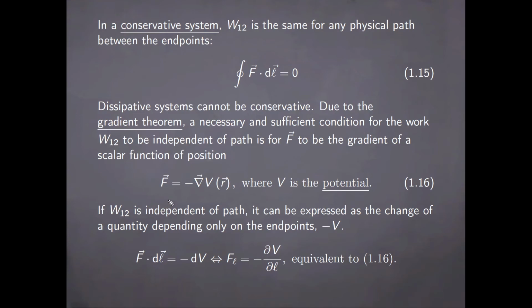So one way to write this is to take the dot product between the force and the line element, and by virtue of this definition, the result is simply minus the differential of the potential. Or equivalently, you can say that the component of the force that is projected on an element of path is equal to minus the partial derivative of V along the path element, which is an equivalent statement in either form with the definition of F as the gradient of a potential.